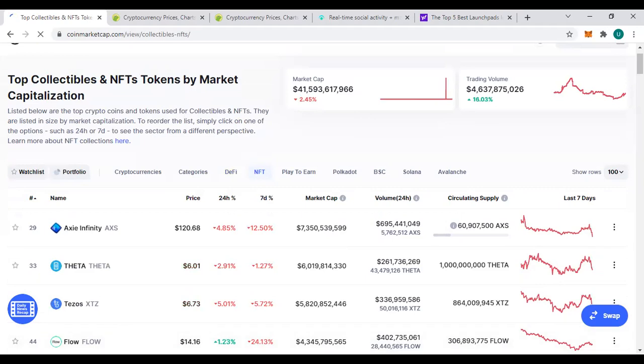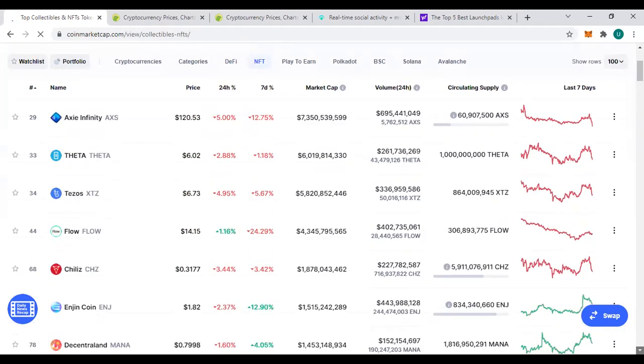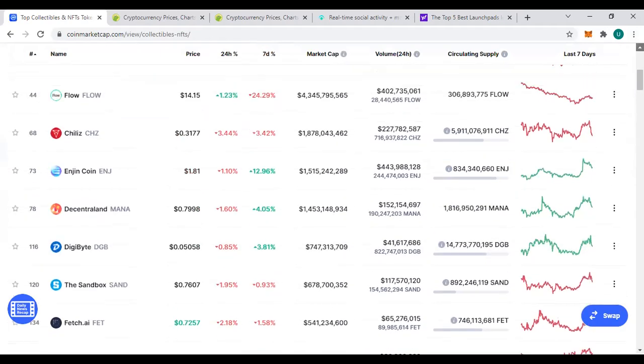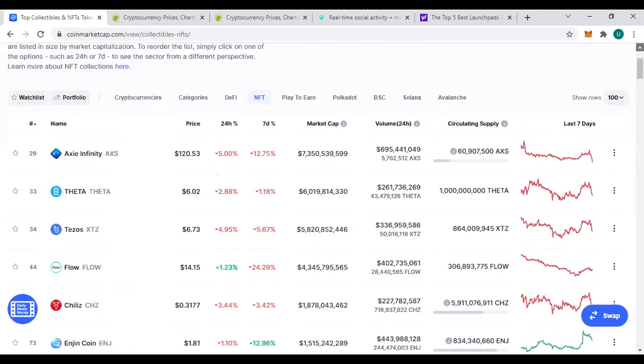Now, NFTs are one of the recent innovations in cryptocurrency. After gaming and play to earn, we are now seeing NFTs. NFTs have been bubbling, like people inventing an NFT for free and selling it for thousands of dollars, right? These are all coins under NFTs that have produced NFTs or are indirectly linked to NFT.